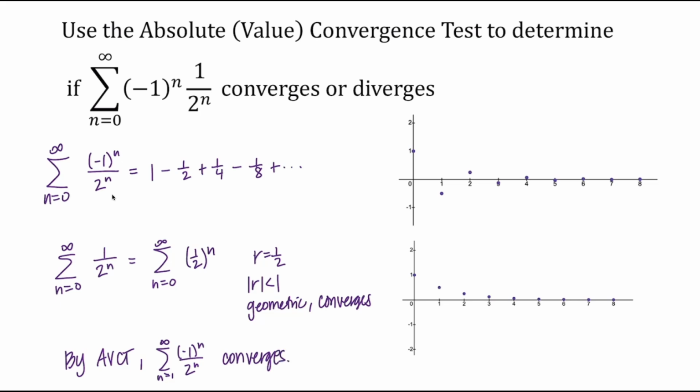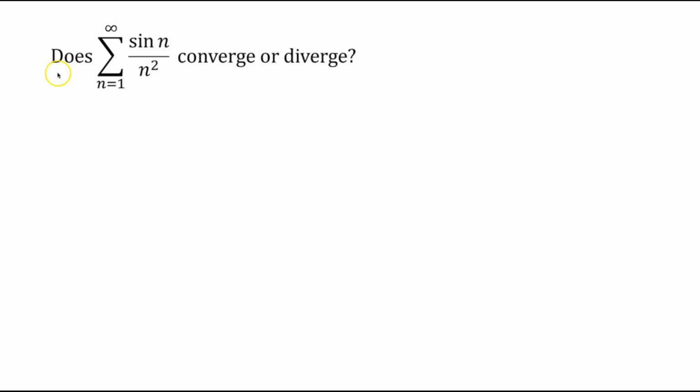Now, I just want to remind you, this was not the most efficient test. We could have just applied the geometric series test on the original series, and we could actually find the sum of the series, thinking about this as geometric, but this is just to illustrate the idea of the absolute value convergence test. Now we want to determine, does the sum of n equals 1 to infinity of sine n over n squared converge or diverge?